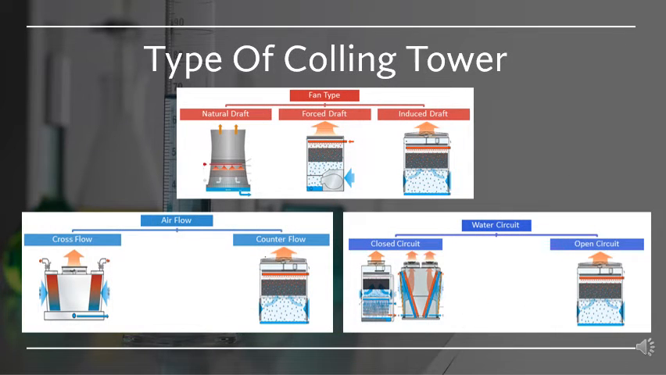Cooling towers are usually classified in the following three ways: fan type, airflow direction, and water circuit. For fan type, there are three types of cooling tower: induced draft, forced draft, and natural draft. For induced draft, a fan located in the existing airstream draws air through the tower. Air is drawn in the intake louver at the bottom and is discharged through a fan at the top.